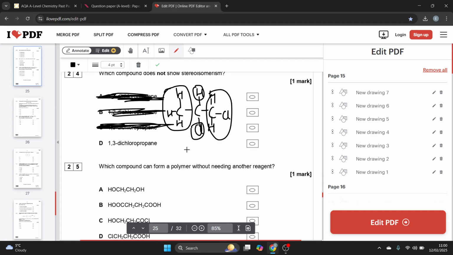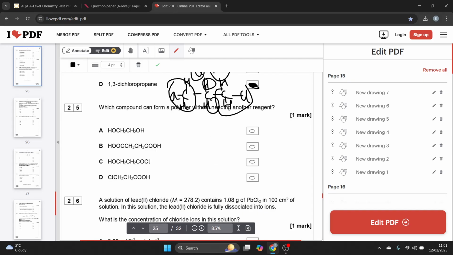But if I draw out D, methane, ethane, propane, 1,3-dichloropropane, there you go. You can see it's got hydrogen, hydrogen, and then these two are also the same group, so it definitely will not show stereoisomerism. Question 25: which compound can form a polymer without needing another reagent?